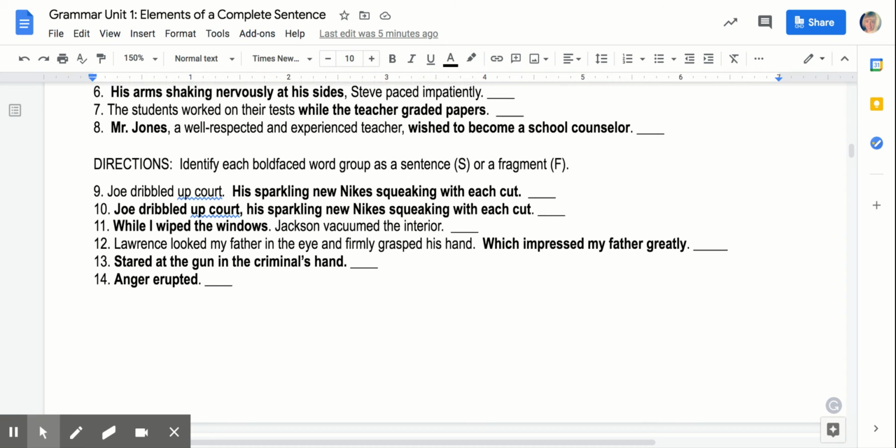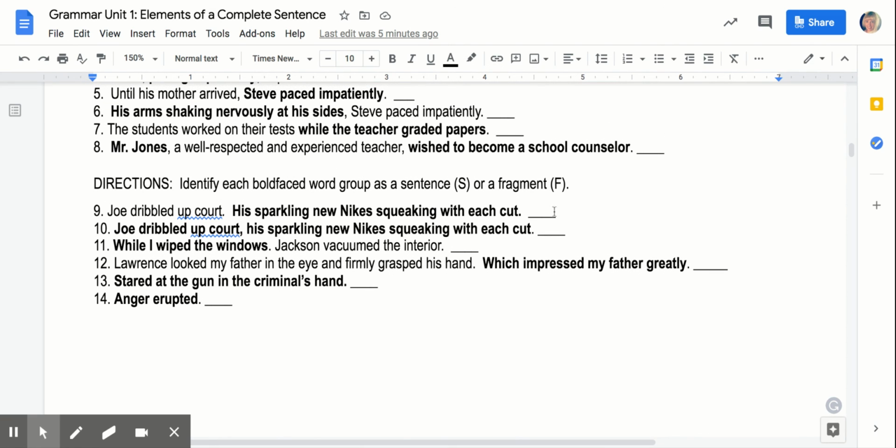Let's take a look at numbers 9 through 12. Again, we're identifying if it's a sentence or a fragment based on these bolded parts of the sentence. "His sparkling new Nikes squeaking with each cut." Do I have a subject or even a verb in this sentence? No, this is a fragment. We don't have a subject or a verb. We don't know who or what was happening in this sentence.